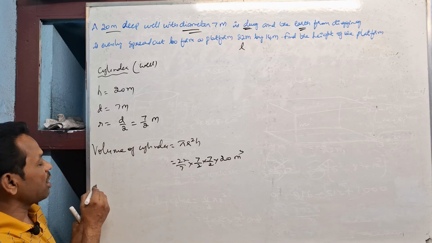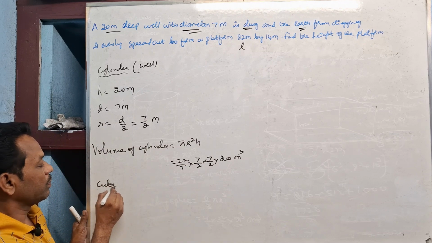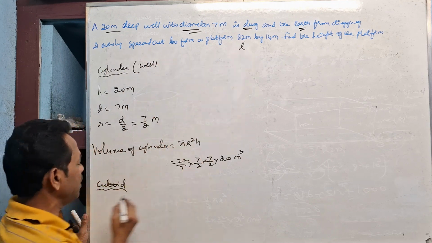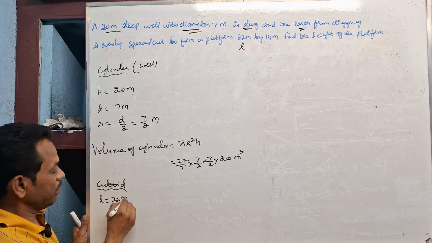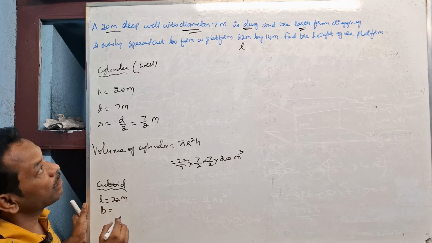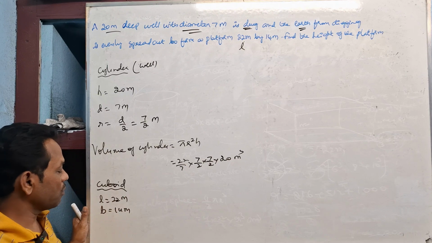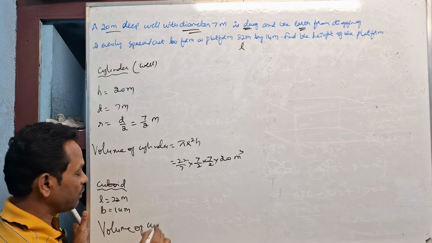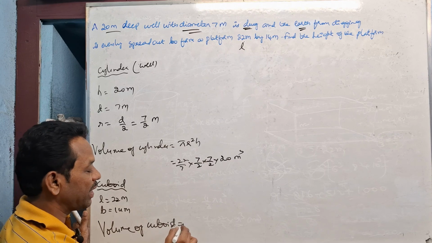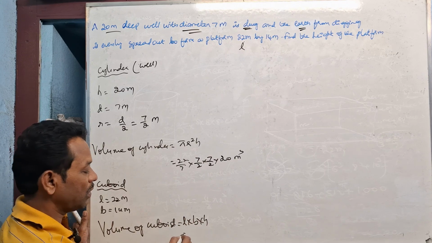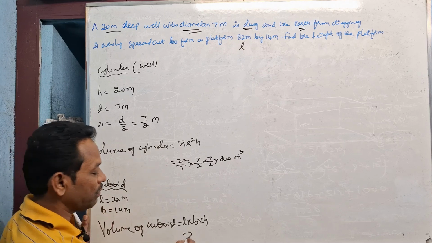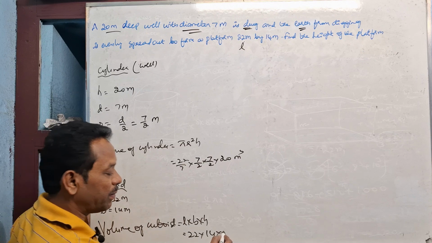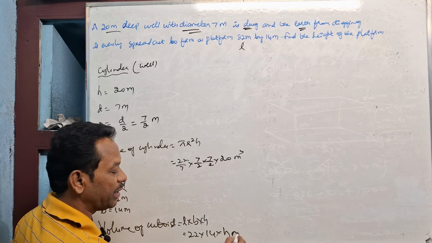Next I will go for the platform, in a sense the cuboid. For the cuboid, length equals 22 meters and breadth is 14 meters. Volume of cuboid equals L into B into H, which is 22 into 14 into H. Since I don't know the value of H, let me keep H as it is. This will be in meter cube.